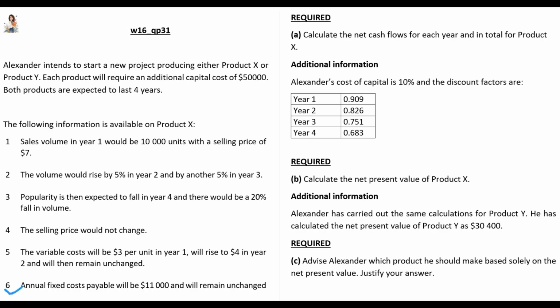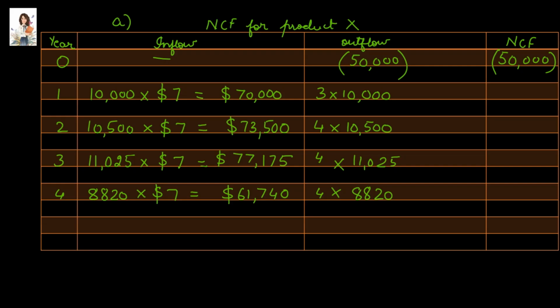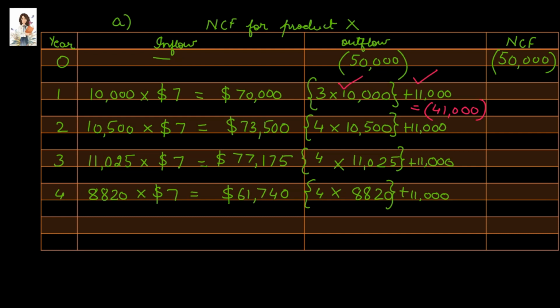So we have been told in point 6 that annual fixed costs payable will be $11,000 and will remain unchanged for all the 4 years. So we'll add the fixed cost to the variable cost for each year. So for year 1, the cash outflow will be 3 into 10,000 plus 11,000, that is 41,000. It will be in brackets because it is a negative figure. For year 2, the outflow will be 4 into 10,500 plus 11,000, that is negative 53,000.